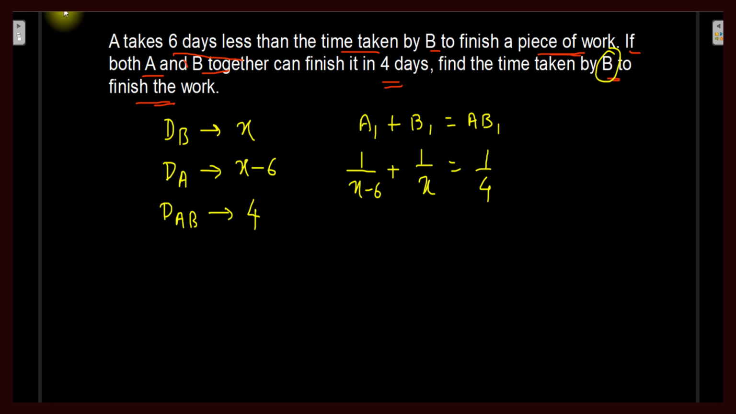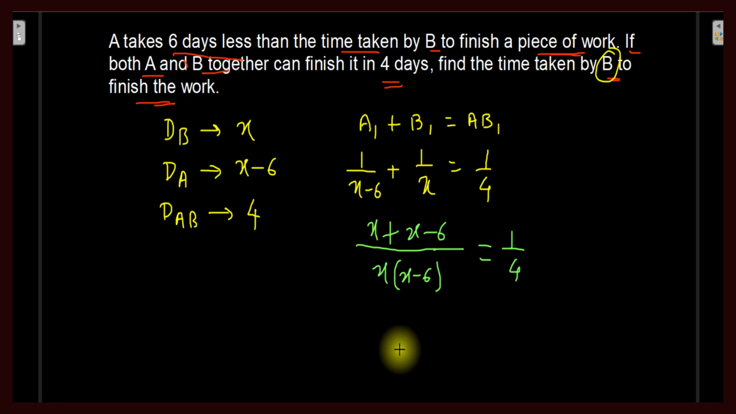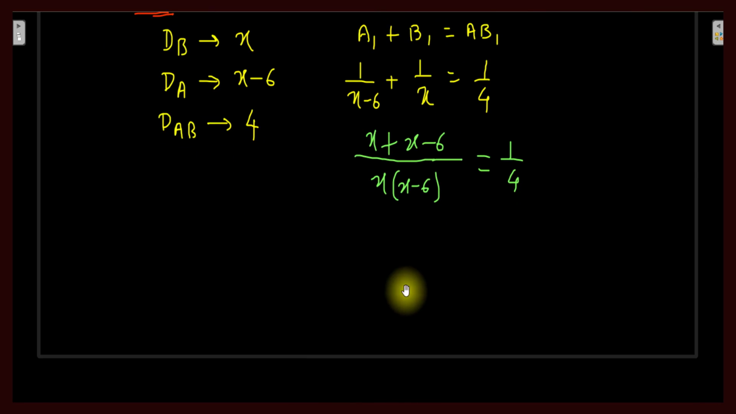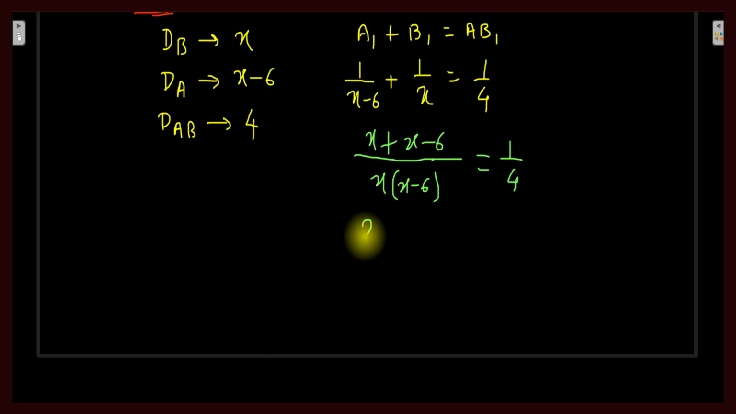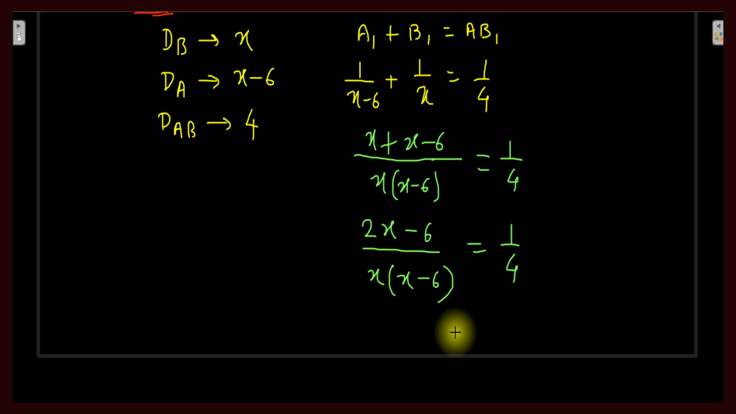Now this is the equation you have got. You can solve this equation. So take the LCM. Here the LCM will be x into (x minus 6), and here you will multiply by x, so it will be x plus (x minus 6), which is equal to 1 by 4. Now x plus x will be 2x. This will be 2x minus 6 upon x into (x minus 6), which is equal to 1 by 4.